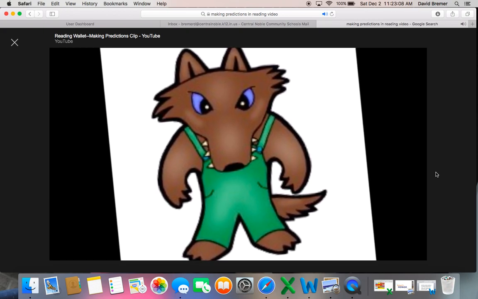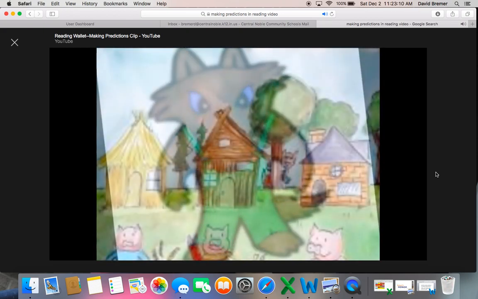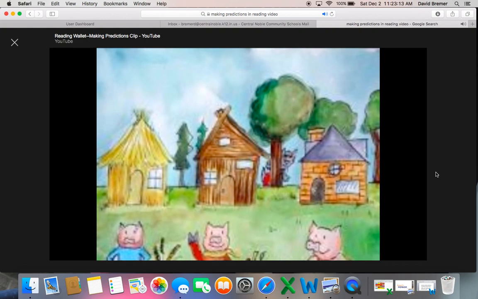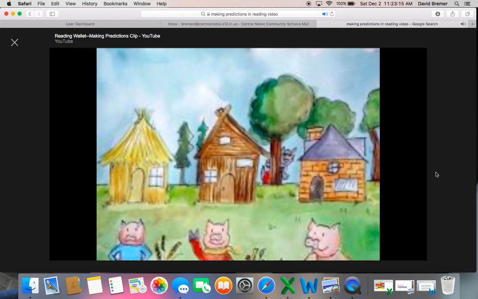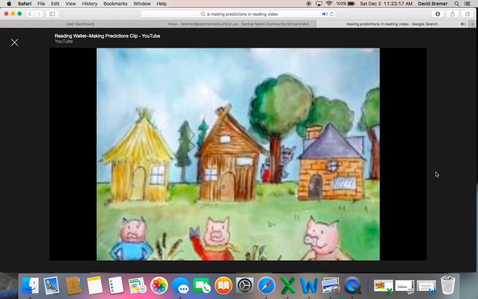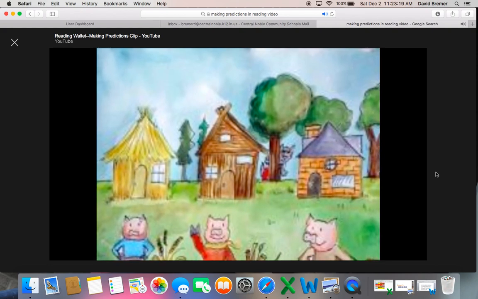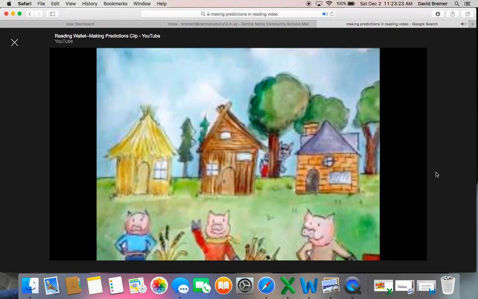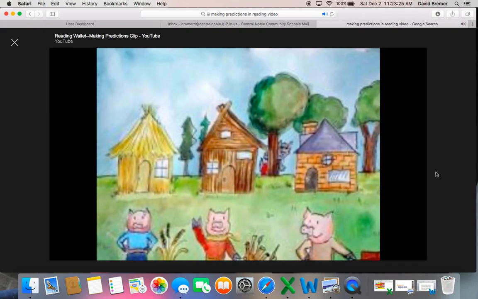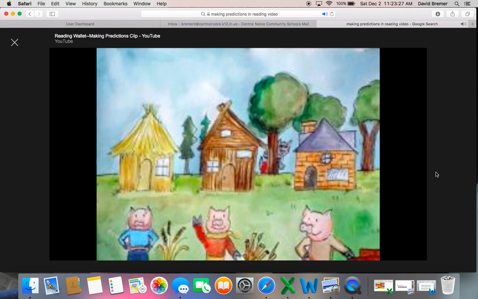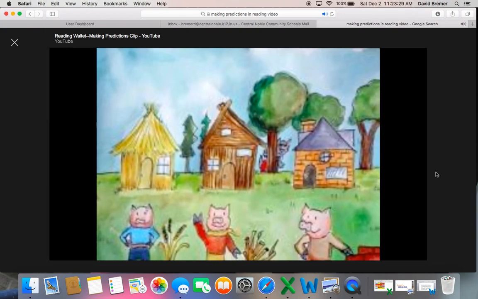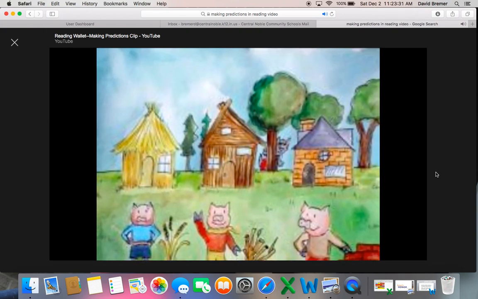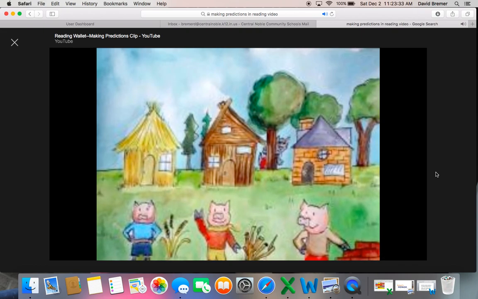Or you might look at what he's already done. When the big bad wolf went to the first little pig's house, he huffed and he puffed and he blew it down. Then he went to the second little pig's house, and he huffed and he puffed and he blew it down. So what would you predict he would do when he goes to the third little pig's house? Yes, he will probably huff and puff and try to blow it down.